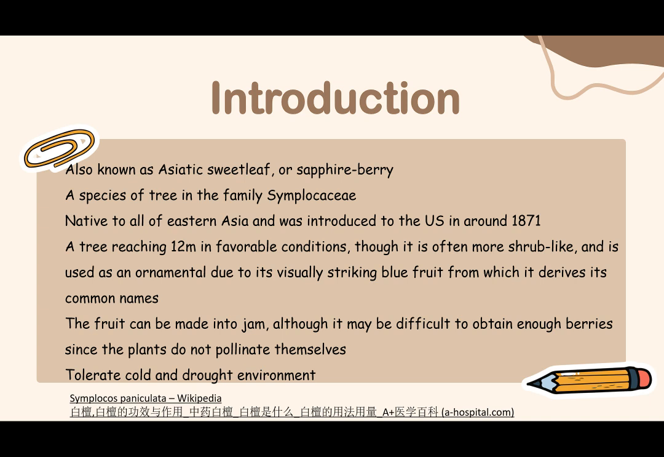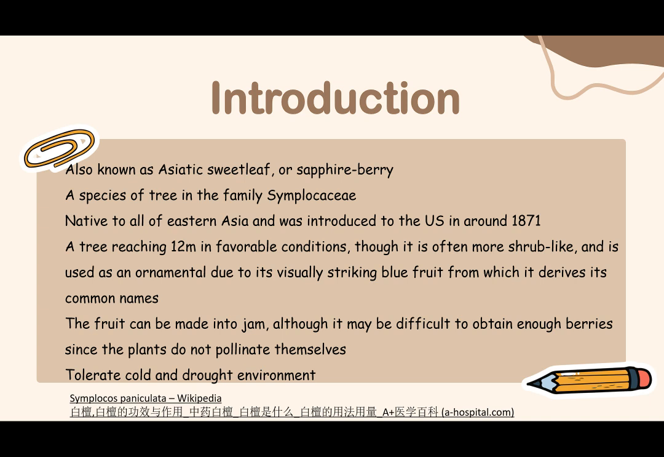That means the blue fruit is appreciated by a lot of people as an ornamental or decoration, and the blue fruits make the SP an ornamental plant, but also a medicine. It has medical values. The fruit can be made into jam, although it may be difficult to obtain enough berries since the plants do not pollinate themselves.